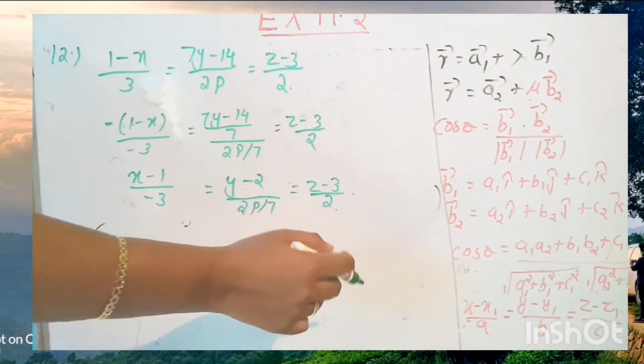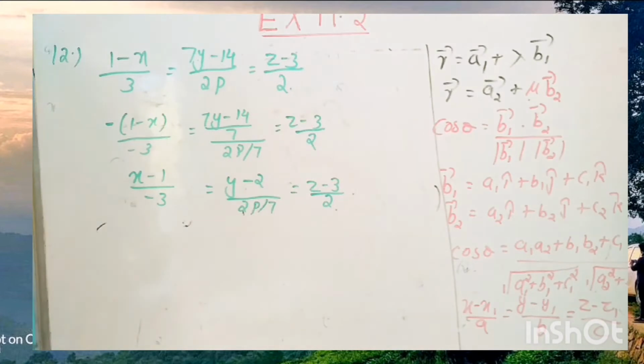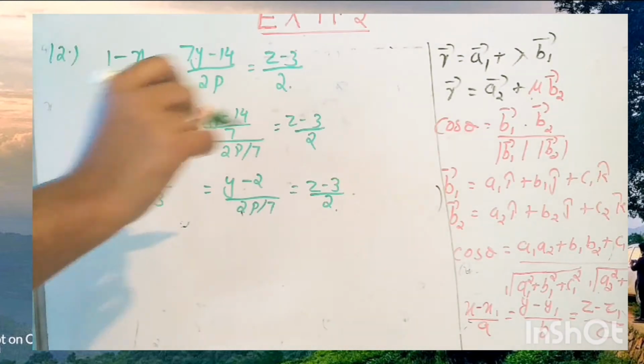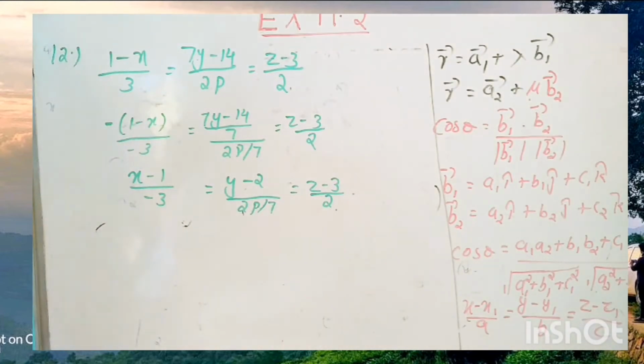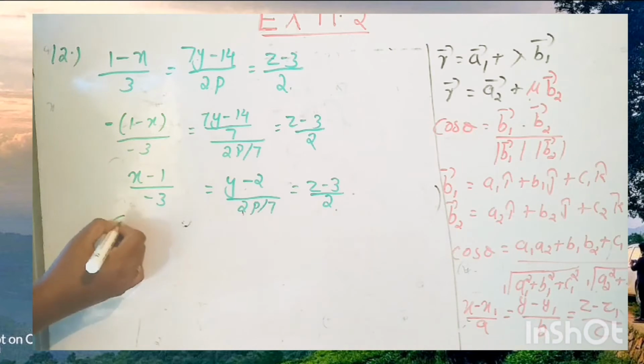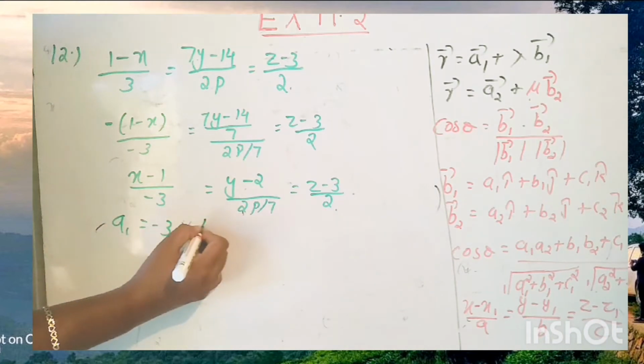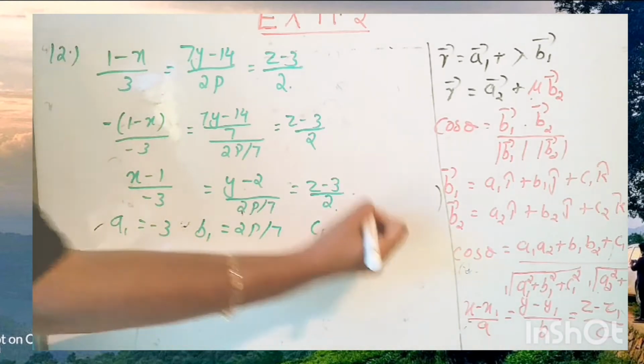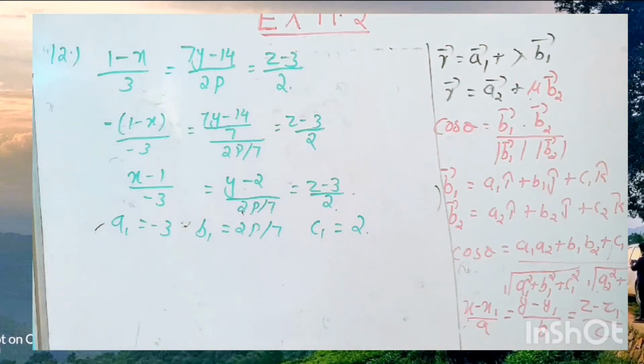Now, just compare it with our general form, (x minus x1)/a = (y minus y1)/b = (z minus z1)/c. That is our general form, and this is in that form. So, the denominators will give, since we have two lines, a1 = minus 3, b1 = 2p/7 and c1 = 2.